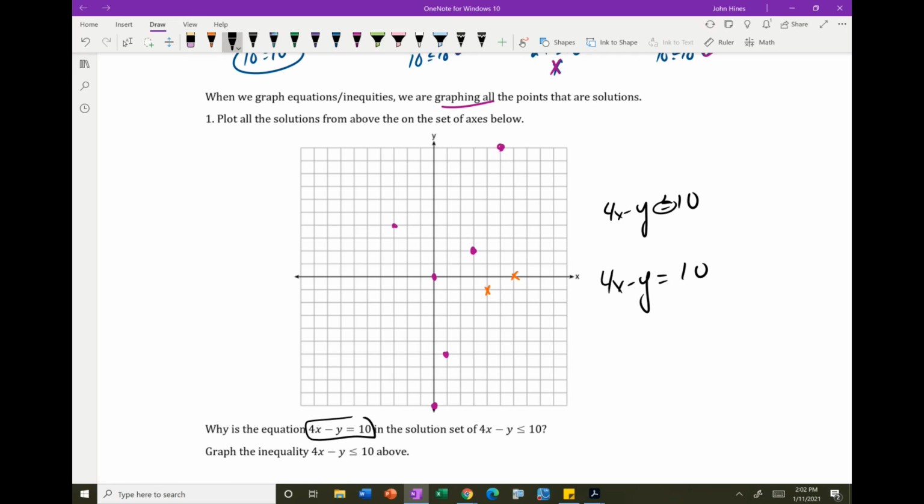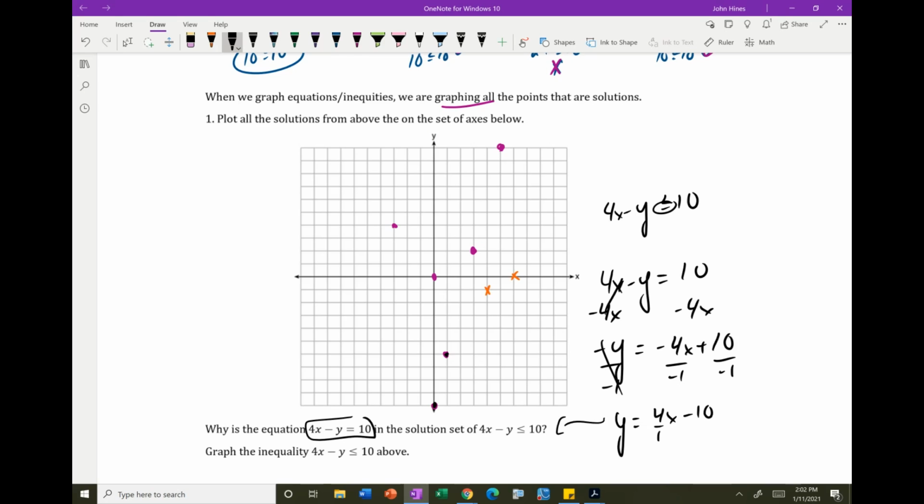Basically, when we graph an inequality, we're really graphing a line. So I'm getting y by itself, like I always do. Divide by negative 1. Y equals 4x minus 10. So notice this line is a solution. Any point on this line also works for the inequality. So let's graph this line here. Start at negative 10, and then I have a slope of 4.